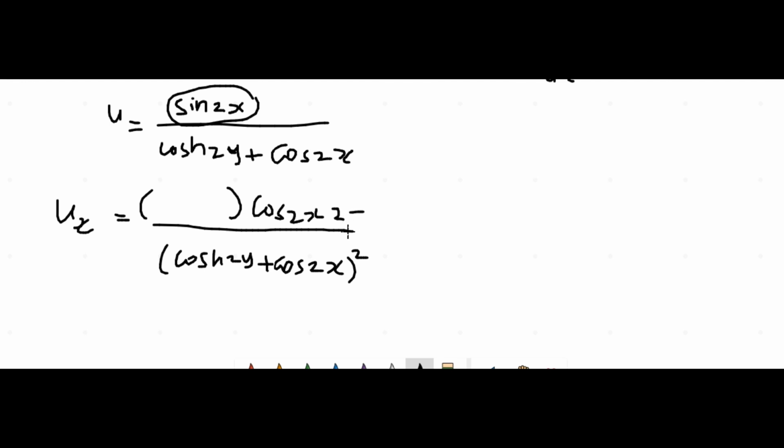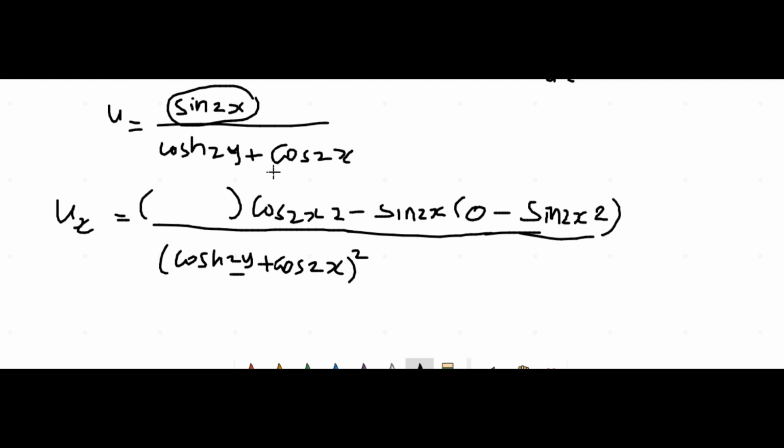Minus u into v dash. Here u is sin 2x, and v dash is 0 for the first term, since it depends on y, plus the derivative of cos 2x, which is minus sin 2x into 2. So this is the derivative.